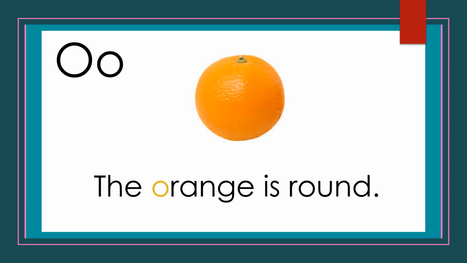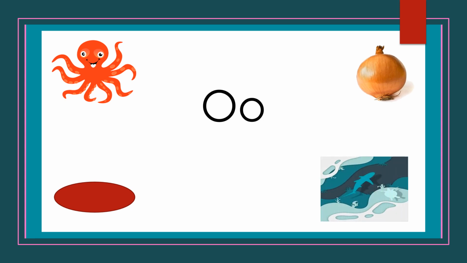O is for orange. Orange. The orange is round. O is for octopus. Onion. Oval. Ocean. It's your turn to read.